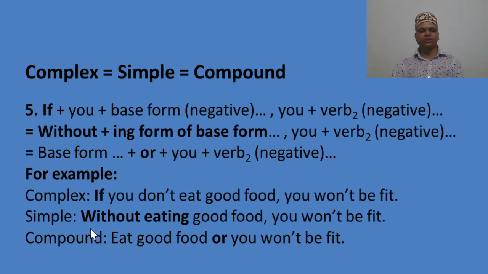So the simple sentence will begin with without, the ing form of the base form. Here it is a base form, and the ing form of it is eating, and the rest of the sentence will be the same. Compound sentence: base form, and the rest of the sentence, or, and then or will be followed by the principal clause.